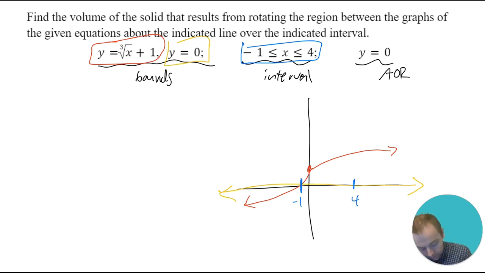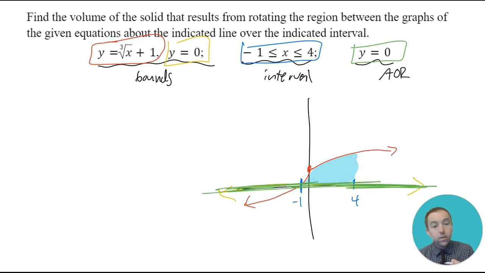So the area that is enclosed there would really be like this blue shaded area right here between the graphs on -1 to 4. And then we want to revolve it around the horizontal line y equals 0. So therefore, this is going to be our axis of rotation.